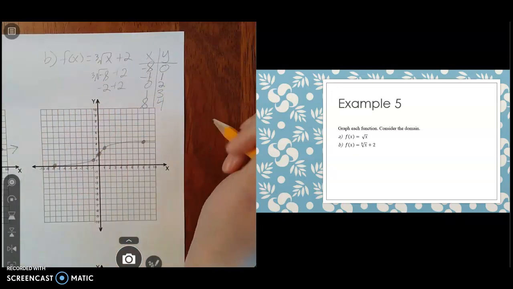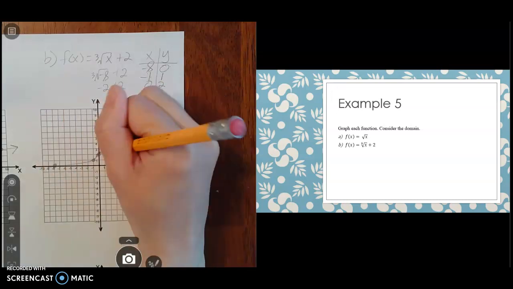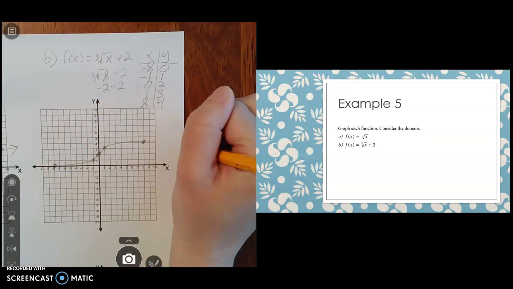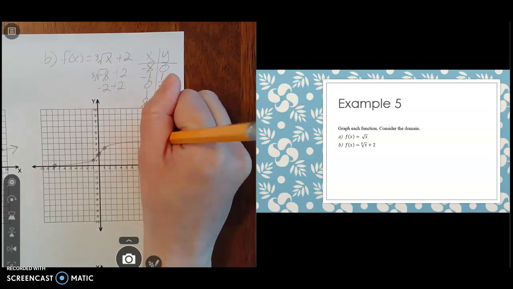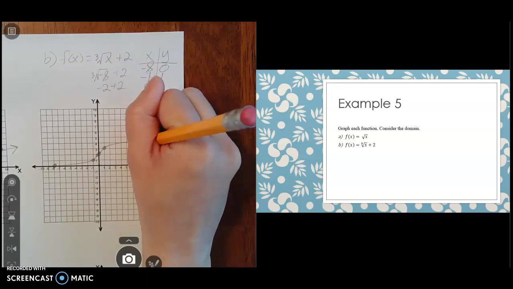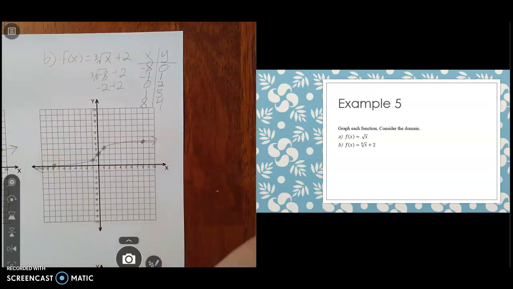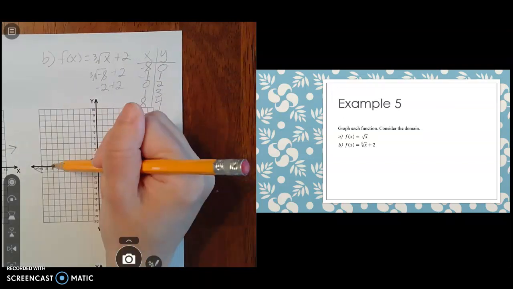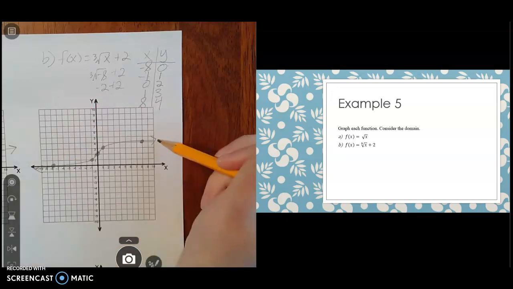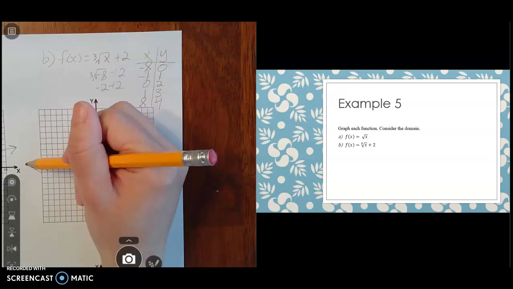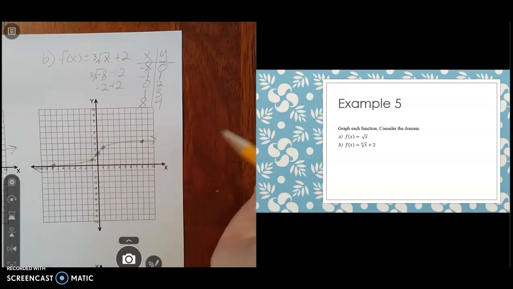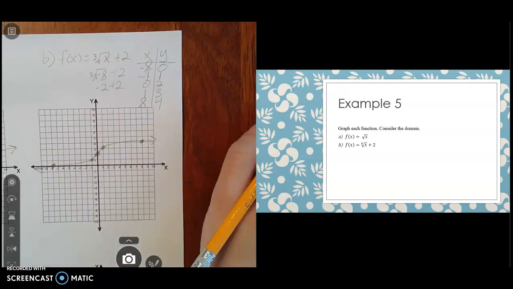It's a little sideways thing. Kind of looks like a stretched out S, doesn't it? It will continue forever in the right direction, and it'll also continue forever in that left direction. So it'll keep going with the negative values, and it'll keep going towards the positive values. So the domain for this one is actually negative infinity to infinity. Okay? So that's what these graphs look like.